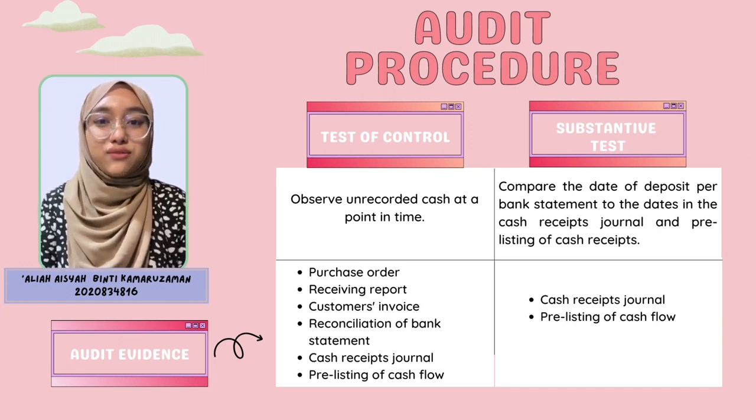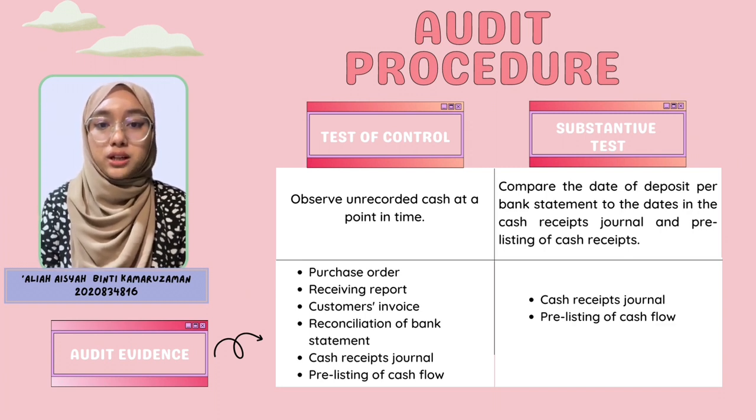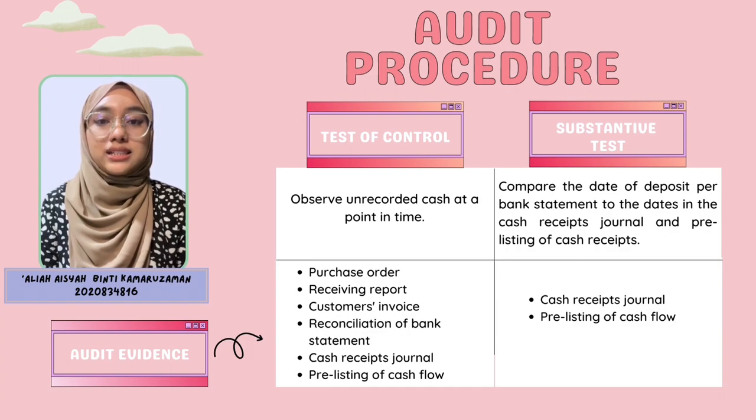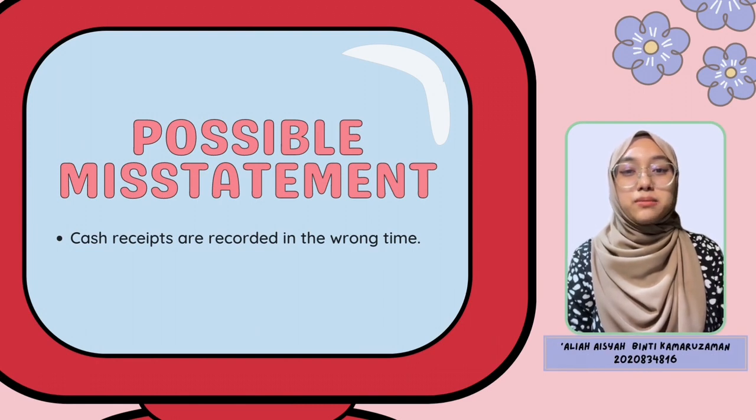The audit evidence for the test of control are purchase order, receiving report, customer's invoice, reconciliation of bank statement, cash receipts journal, and pre-listing of cash receipts, while for the substantive tests are the cash receipts journal and pre-listing of cash receipts. Lastly, the possible misstatement for timing is that cash receipts are recorded at the wrong time.